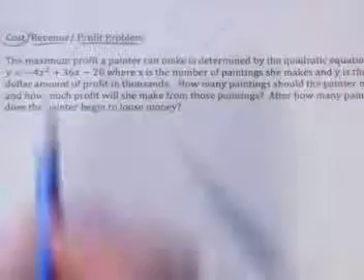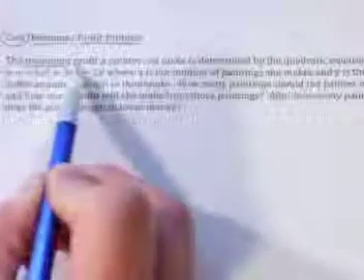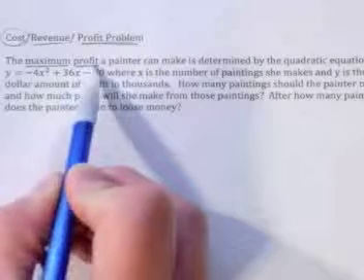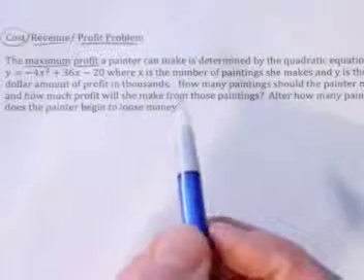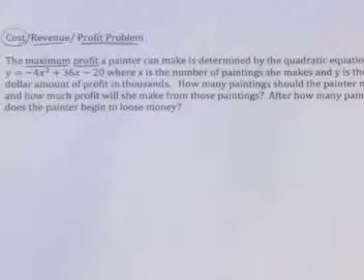The first one we see in this problem is the word maximum and the word profit. So the minute we see those words, we know we're going to be looking for the vertex of a parabola. So let's read the problem through.